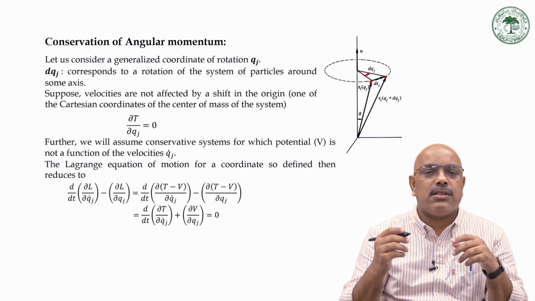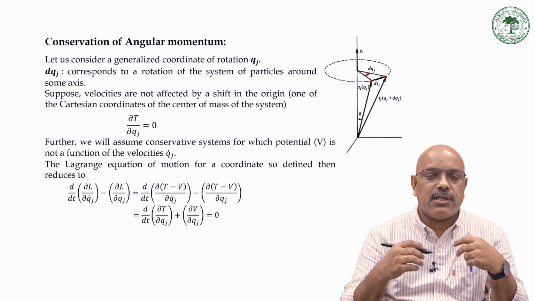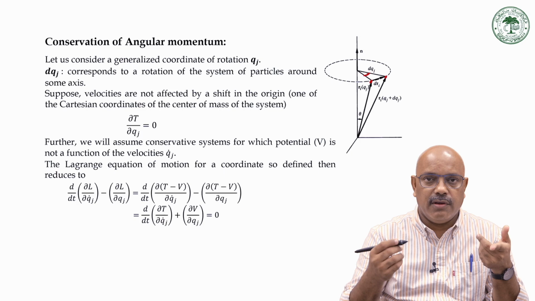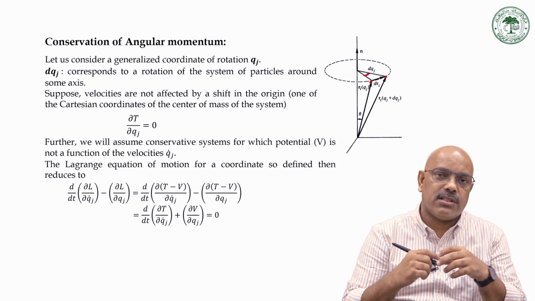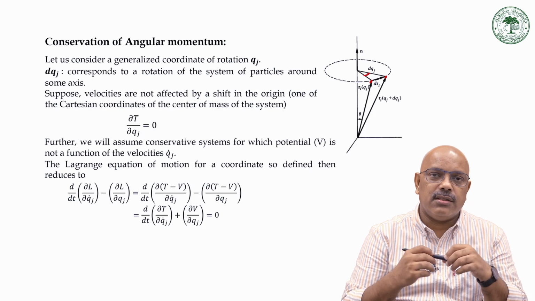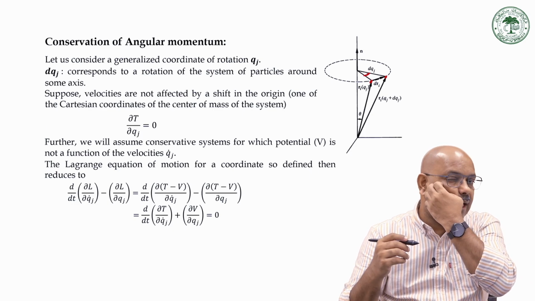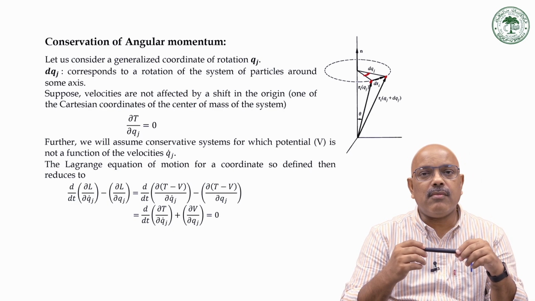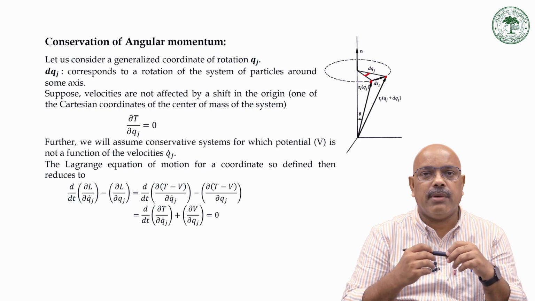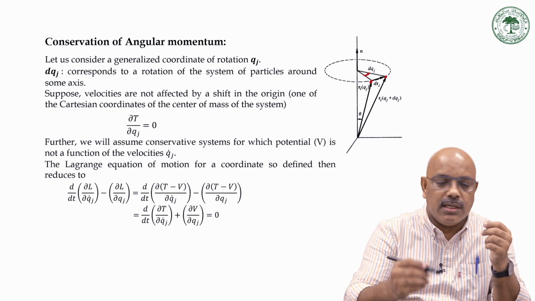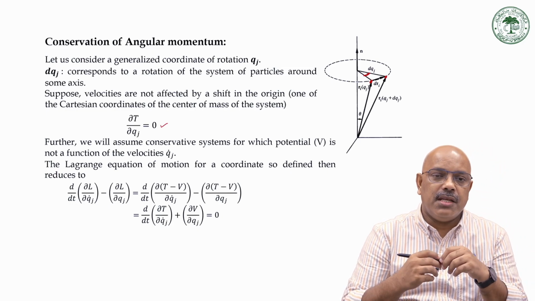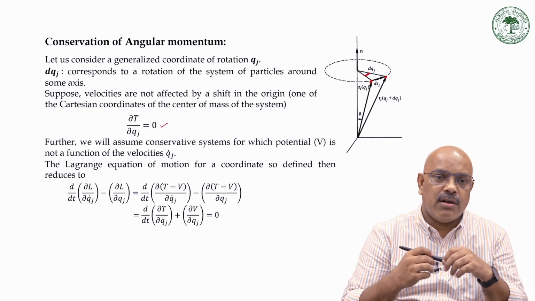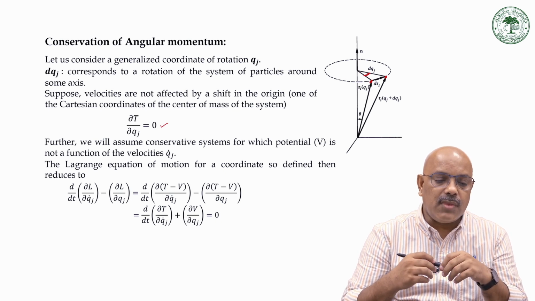As we have already studied, we put in the condition that velocities are not affected by the shift in the origin. So if you consider one of the Cartesian coordinates of the center of mass of the system, when you translate or rotate, the center of mass velocity is not going to be affected by the rotation. So you demand that this T is not going to be affected by this rotation. Delta T by delta qj is going to be 0. That means the kinetic energy is independent of this coordinate.